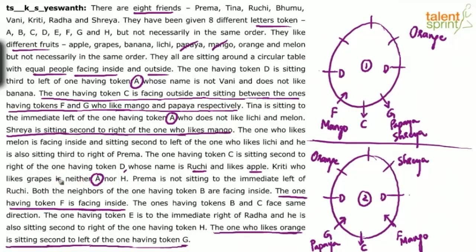So we can conclude that A does not like grapes. So grapes is ruled out. Then what else is given?